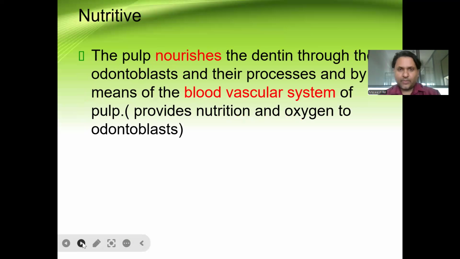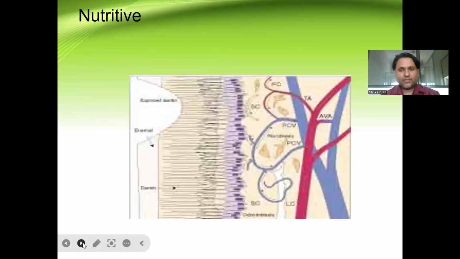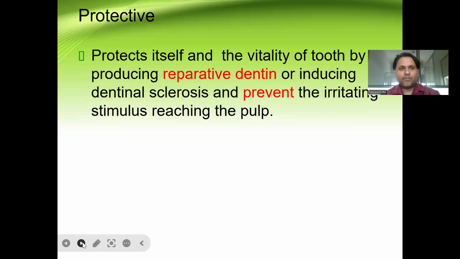Another function of the pulp is the nutritive function. The pulp nourishes the dentine through the odontoblasts and their processes by means of the rich blood vascular system it has. So it provides nutrition and oxygen to the cells. Here you can appreciate the rich vascular supply of the pulp.